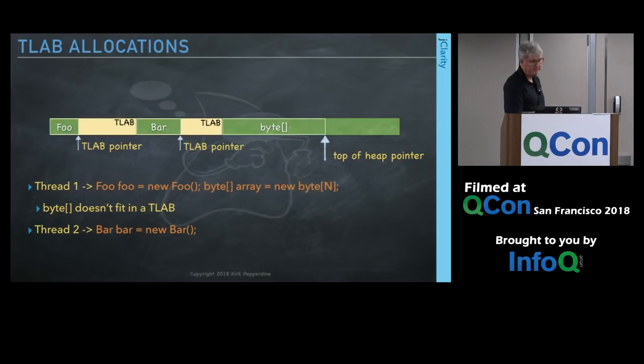And this, of course, creates some of its own issues. So for instance, we could have a couple of threads allocating things. You can see we've allocated foo and allocated bar.